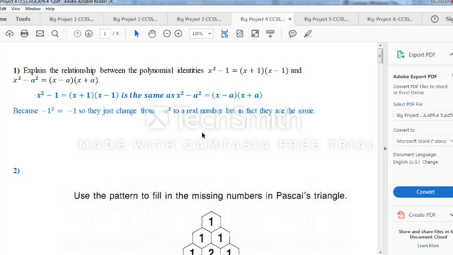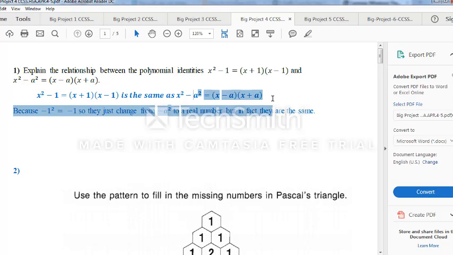In project 4, we have to explain the relationship between the polynomial identities of this one and this one. What we have to do is see whether this expression and this expression have the same formula, which means they are the same thing.